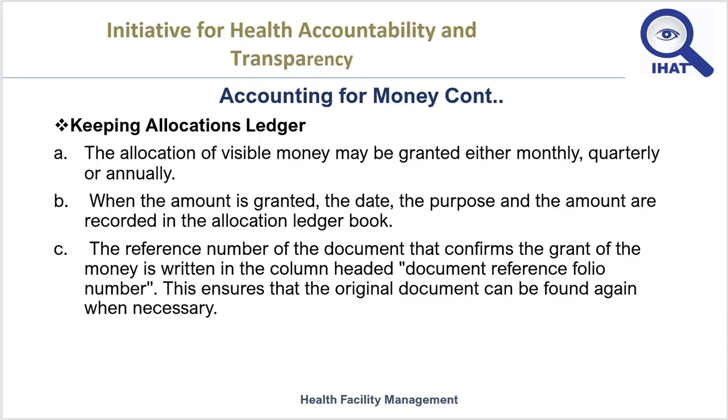The reference number of the document that confirms the grant of the money is written in the column headed Document Reference Folio Number. This ensures that the original document can be found again when necessary. It is very important to adhere to all these three listed points on keeping the allocations ledger.